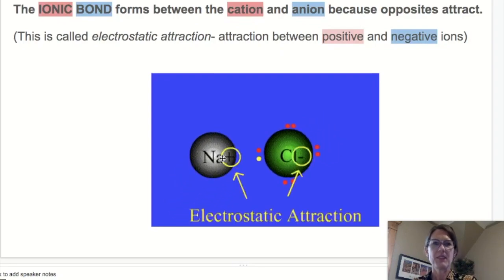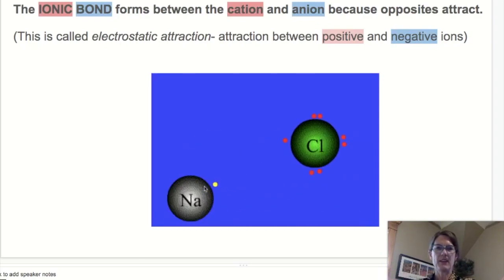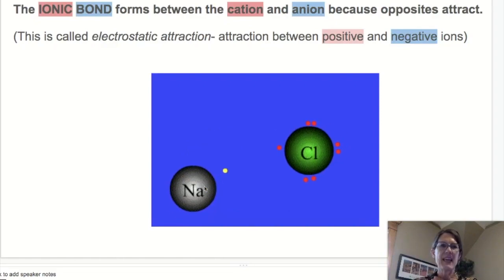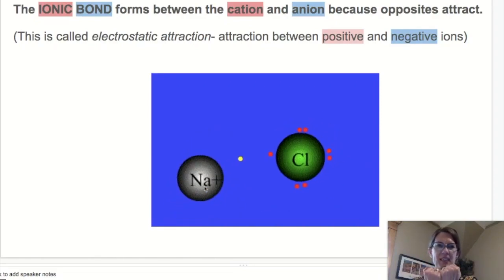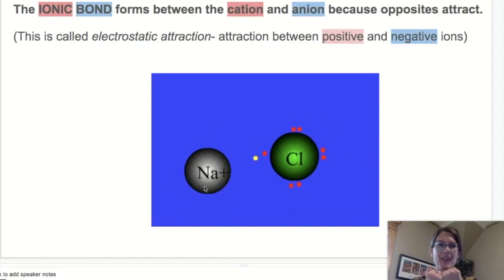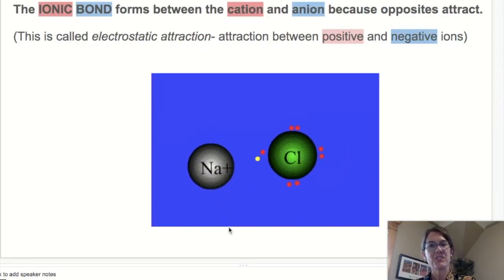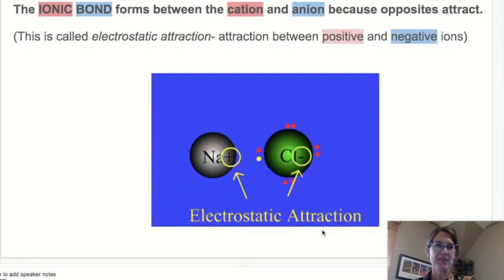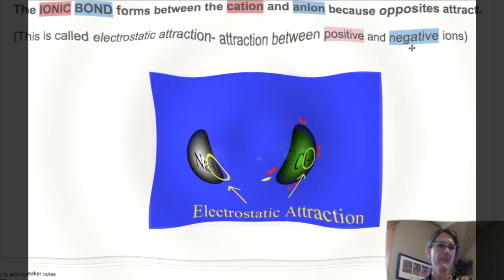So the electron, I'm going to say that again, if you look at this GIF, the yellow electron from the sodium transfers to the chlorine. The sodium loses one electron, and the chlorine gains it, and they stick. Kind of like magnets. We call it electrostatic attraction, but we're not going to have you memorize that. It's the attraction between positive and negative ions.